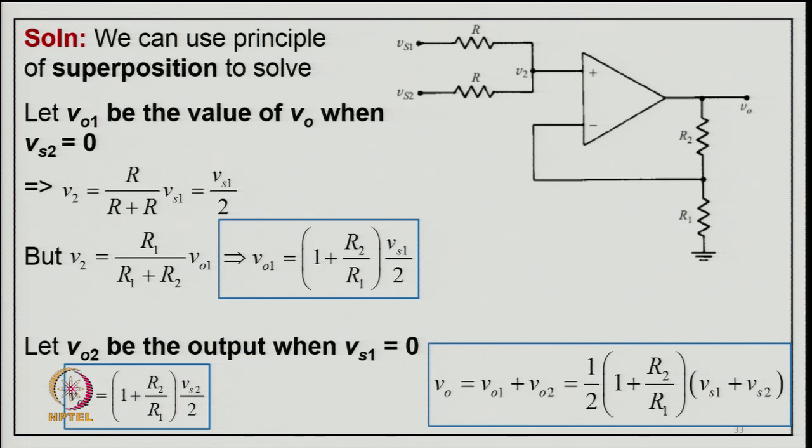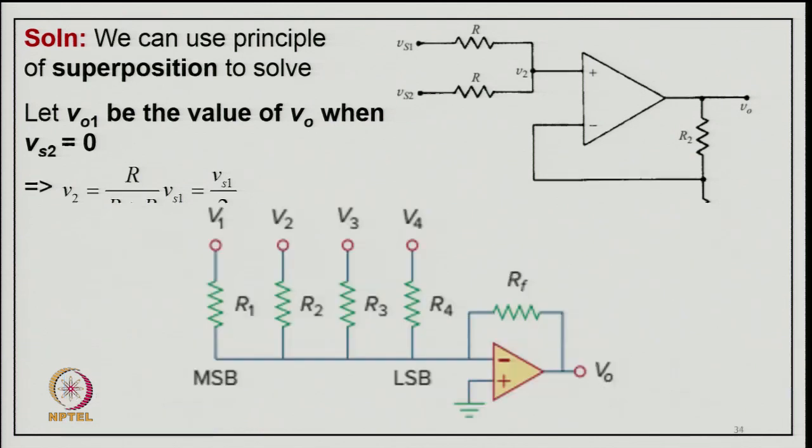So, VO2 will be (1 plus R2 upon R1) Vs2, and VO total will be your VO1 plus VO2, that is 1 by 2 (1 plus R2 upon R1) into (Vs1 plus Vs2).